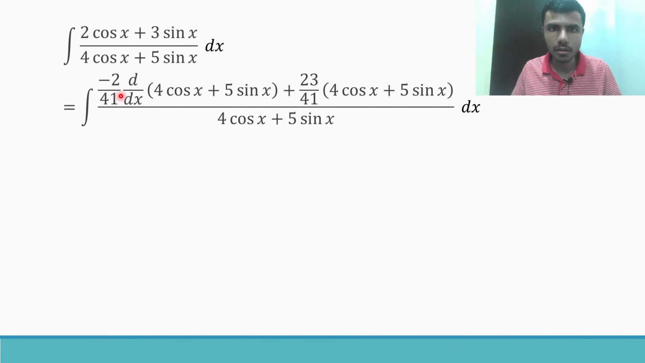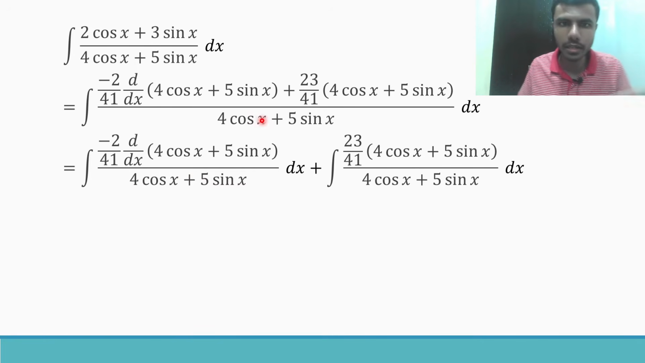Fine. Now what I'm going to do is split the denominator to both. Likewise, I'm also going to give the integral to both as well. I mean, I can integrate them separately, not in one shot. So if I split the denominator and integrate separately, this is what I'd get: minus 2 by 41 derivative of this by this, and plus 23 by 41 into this by this.